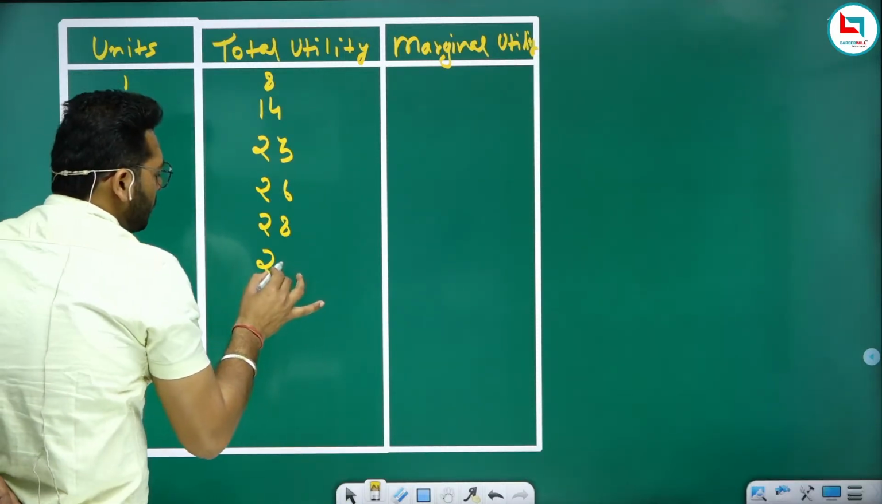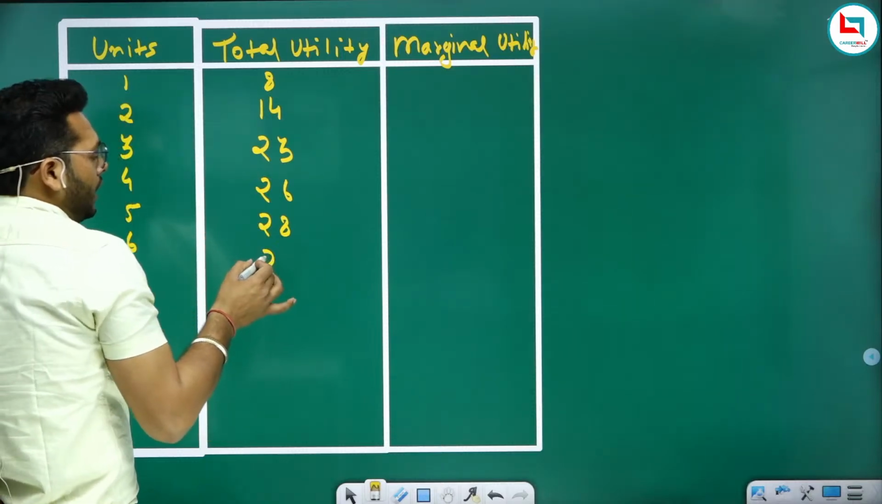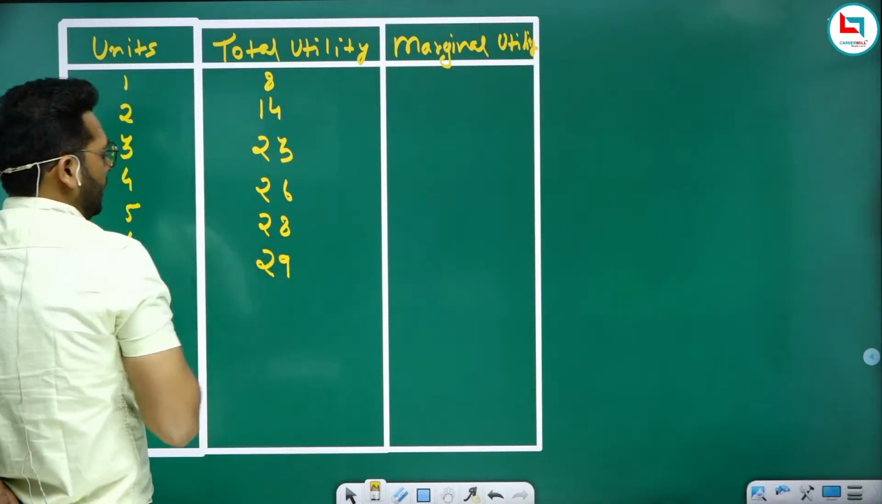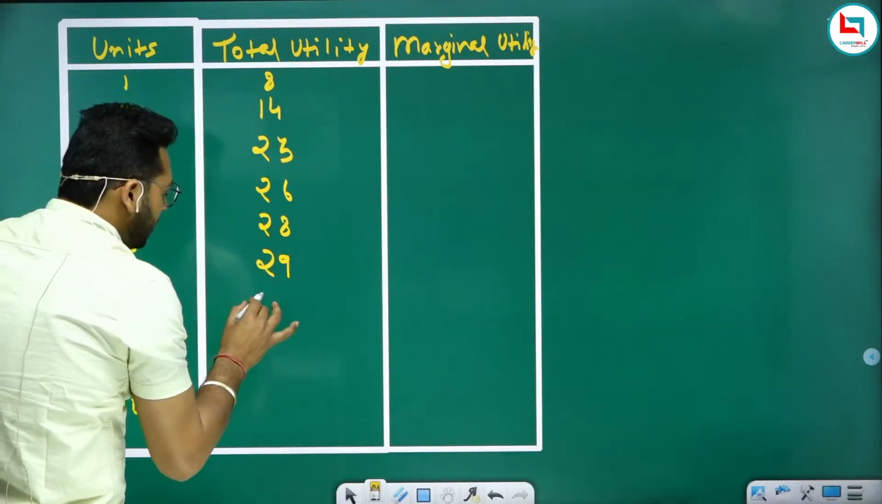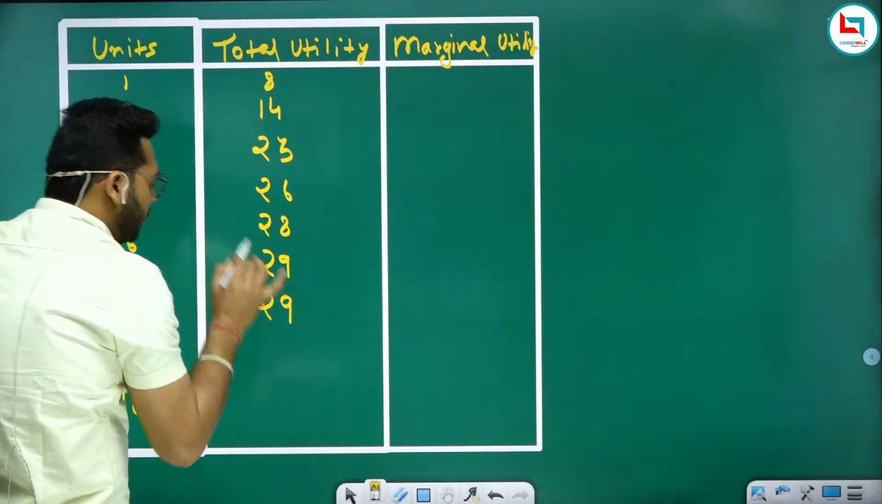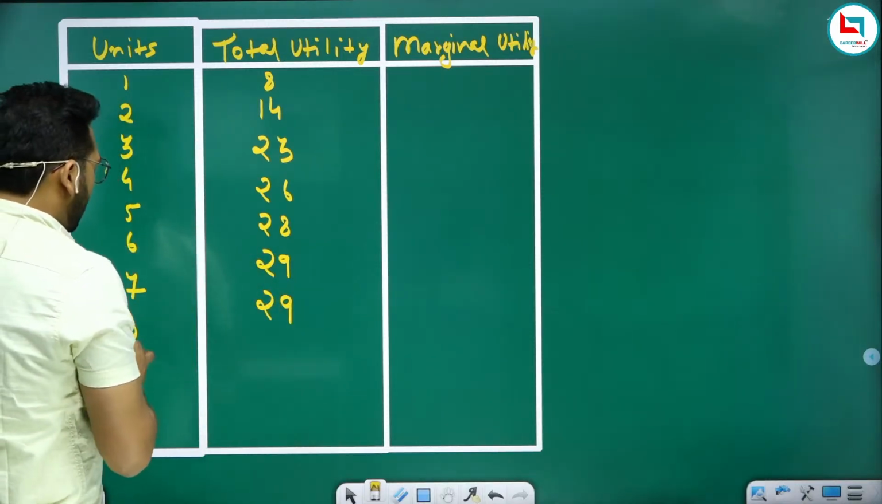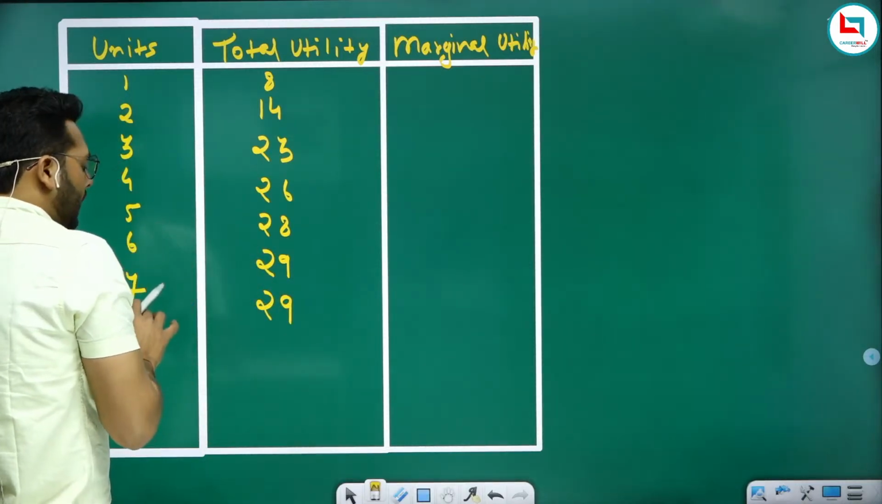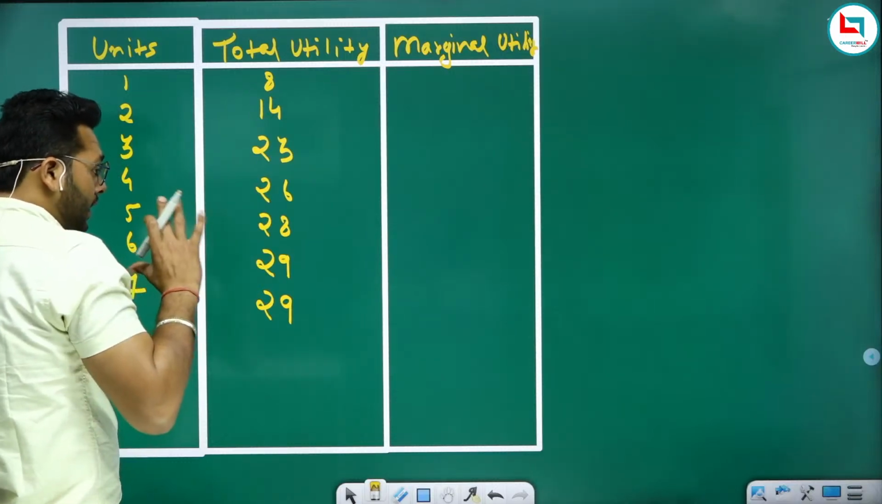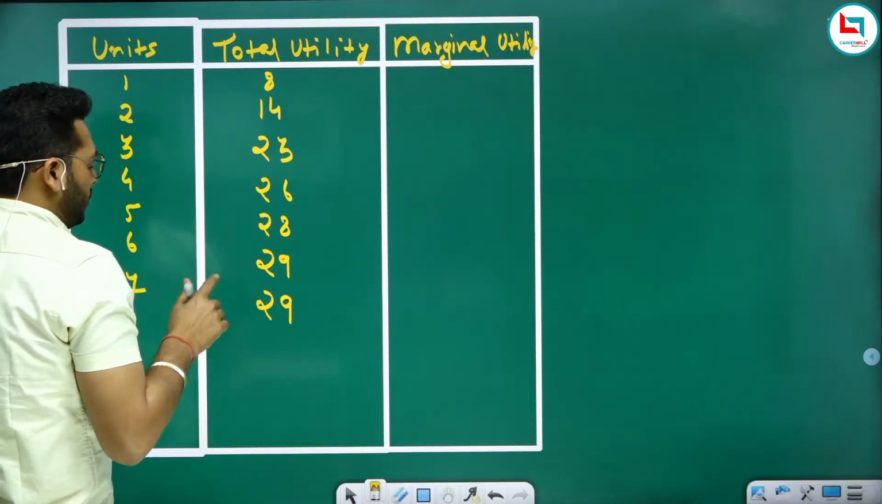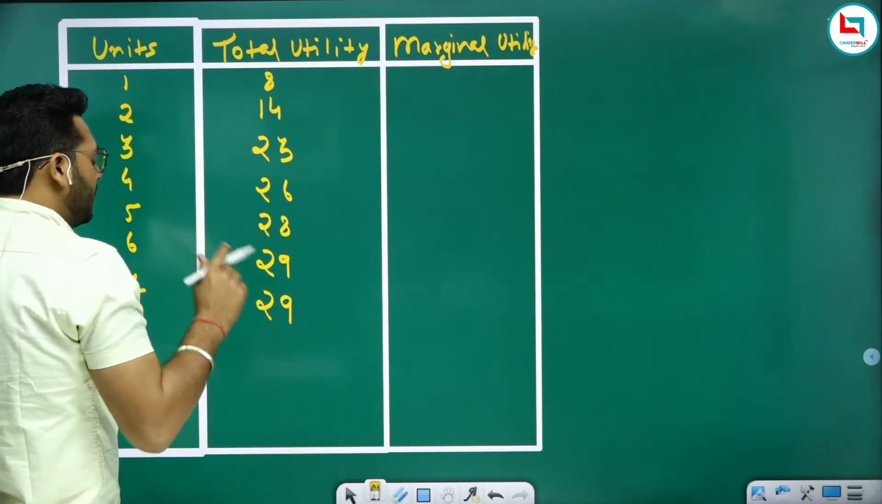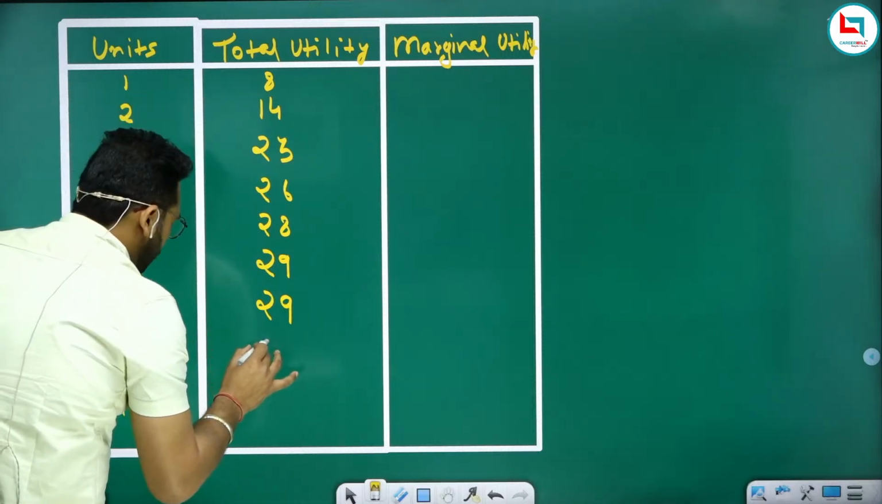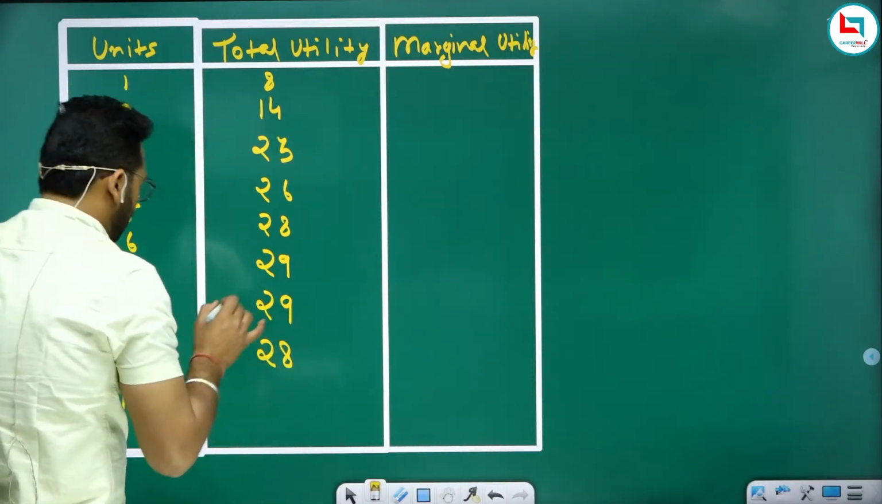Now you have consumed the unit and you are getting only 29, and again you are consuming the 7th unit, again you are getting just 29. And after the consumption of 8 units, not the eighth unit, after the consumption of 8 units you are getting 28.